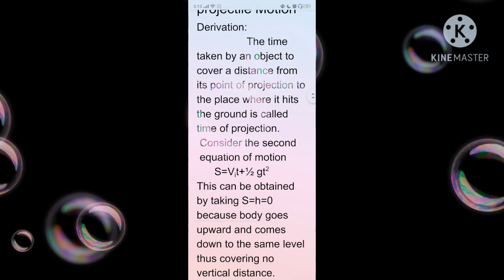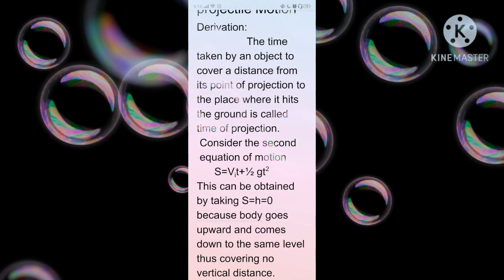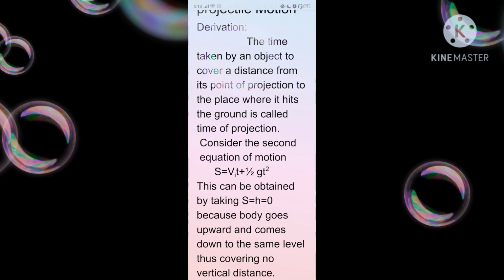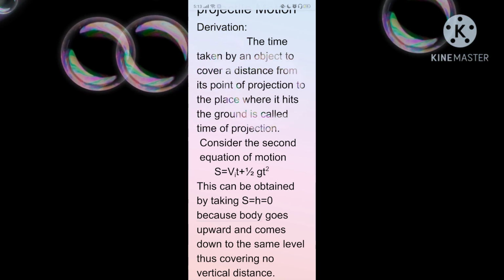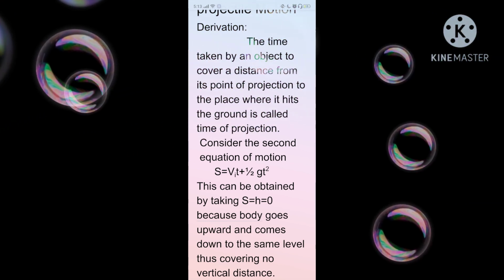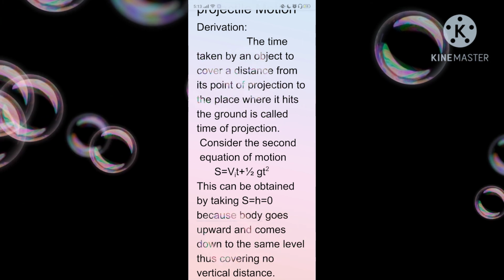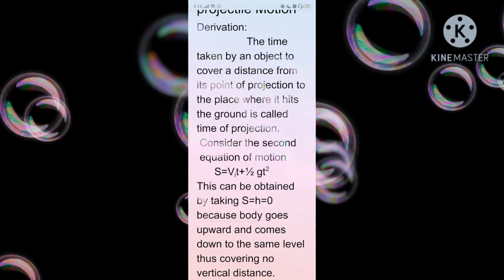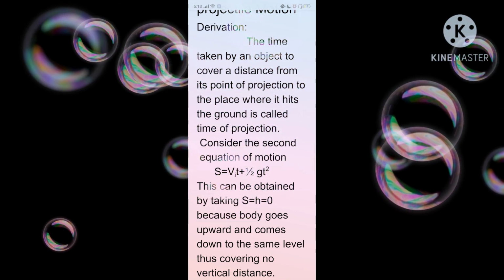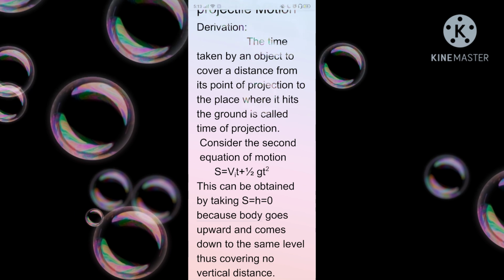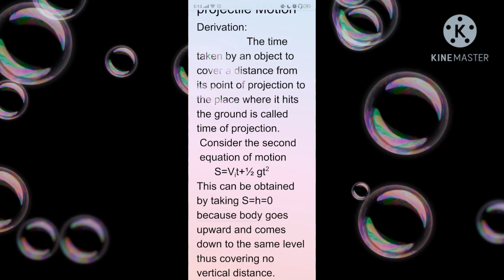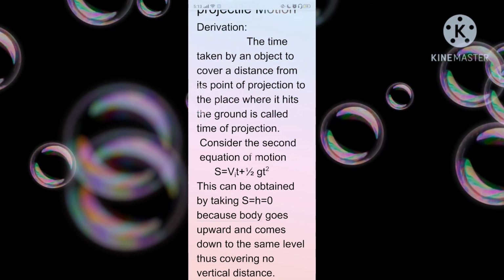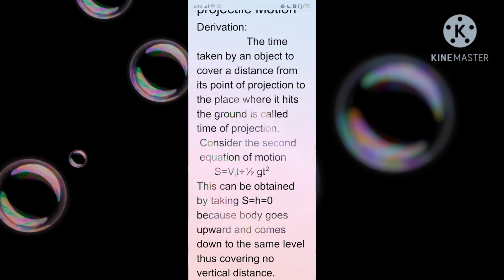Now consider the second equation of motion. As you know, we have three equations of motion, first, second and third, and here we are going to discuss the second equation of motion according to the nature of this topic. The second equation of motion is s equals vi t plus half g t square. Actually, I have already uploaded videos on the dimensional proof of the first, second and third equations of motion, as well as Einstein's equation of the mass energy relationship, which you can watch by simply going here. But now we are going to discuss the second equation of motion.